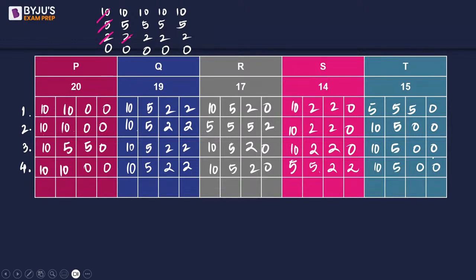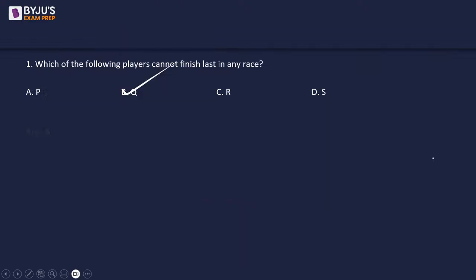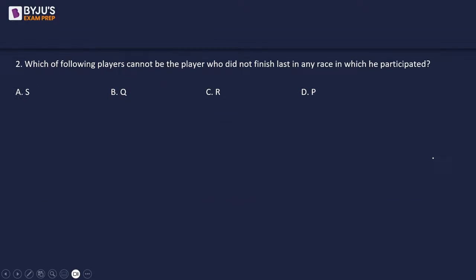So can we say P and T? These are the two players for whom we can say that they cannot be the player who did not finish last in any of the races they participated in. Now between P and T, T is not an option, P is, so we will mark P. If T were there, we would not be given both, otherwise what would we mark, right?